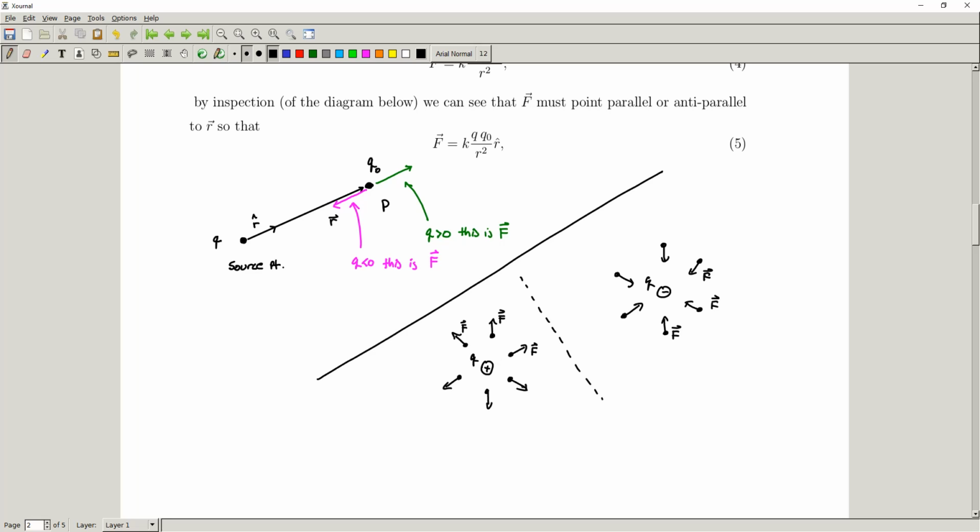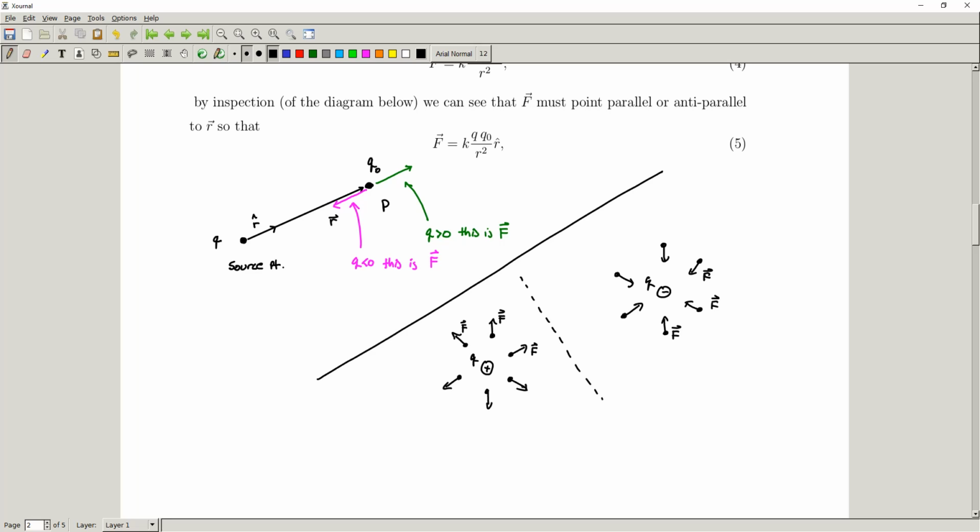Here we have a positive source point, and we can place our test charge at any point around it, and we see a resulting force vector experienced by that test charge. It'll always point away, because that's the direction of r hat at that point. The exact opposite is true for a negative source charge, right?